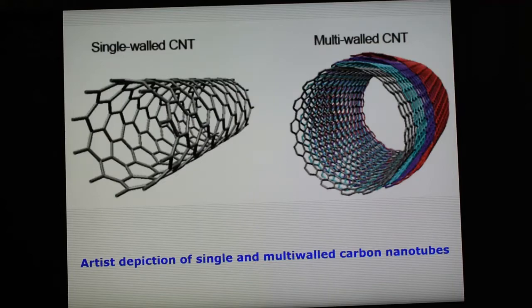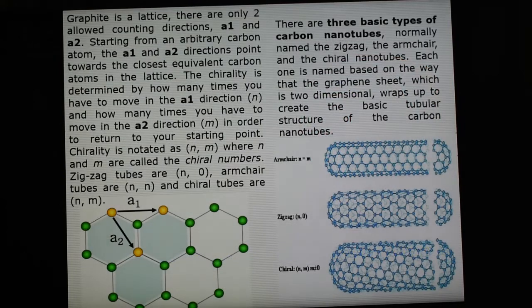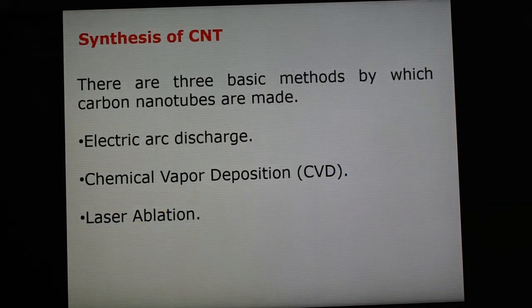In the next slide, we see the basic types of carbon nanotubes: this is the armchair, this is the zigzag, and some are chiral. These are the three basic types of carbon nanotubes. And now after this we can see the methods of synthesis of carbon nanotubes.